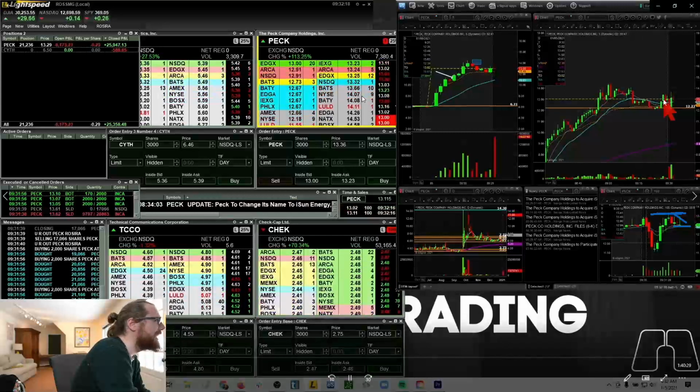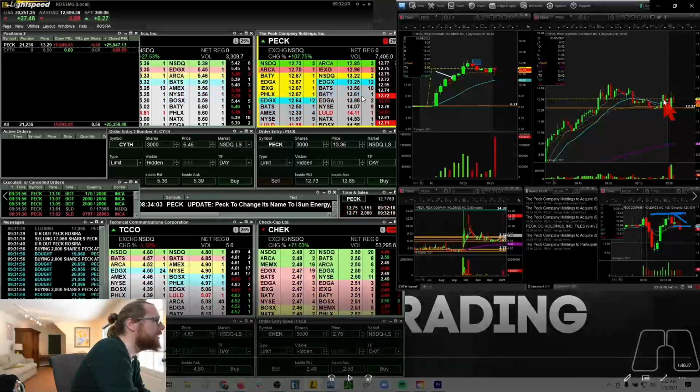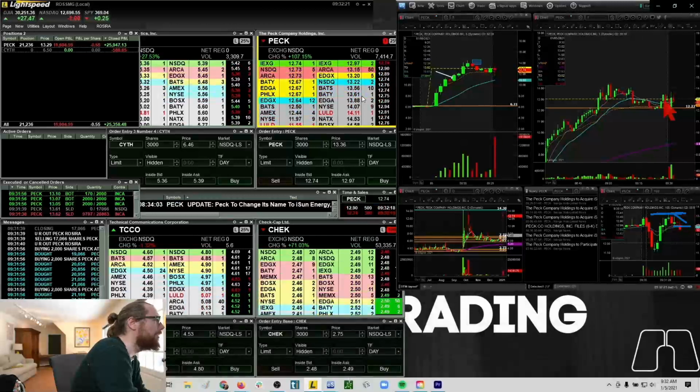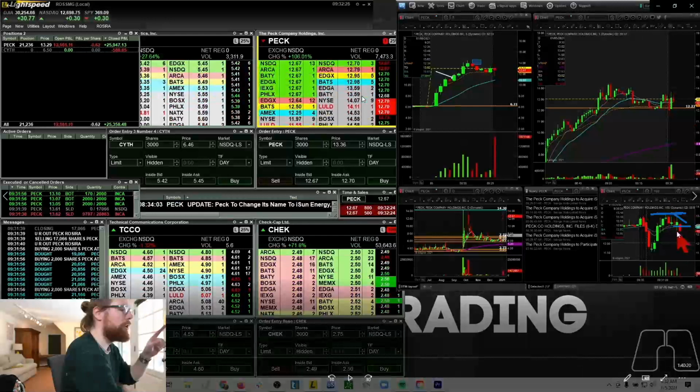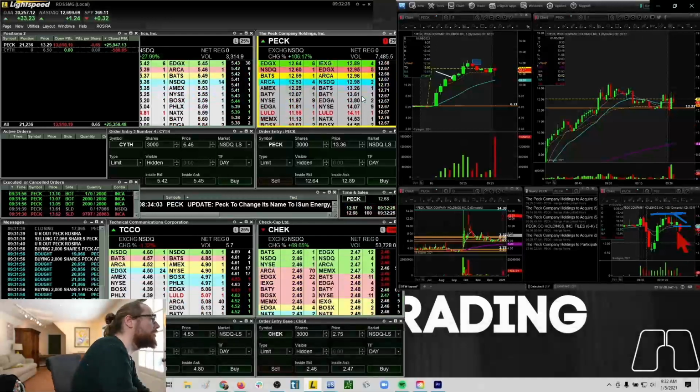It's not breaking. Uh-oh. And there it goes through the low. Now, if it breaks this right here, it's breaking down. It's breaking the bottom of the bull flag. Now it's below 13. Now it's going to have a hard time getting back above 13. Below 12.50, we'll probably see a flush back down to 12.